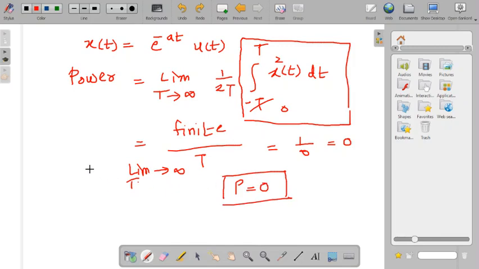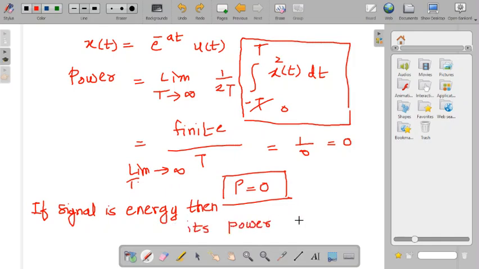So this is the important conclusion that we can draw from this example, that if a signal is an energy signal, then its power P is equal to 0. So this is the important conclusion we can draw from this discussion.